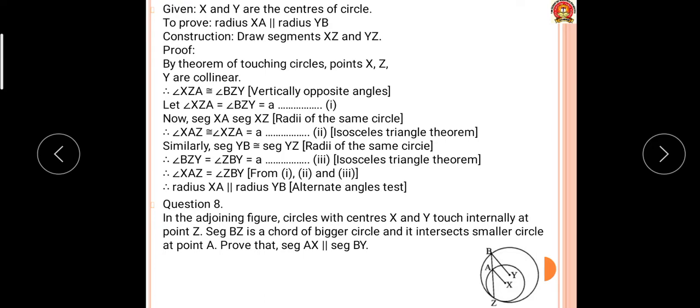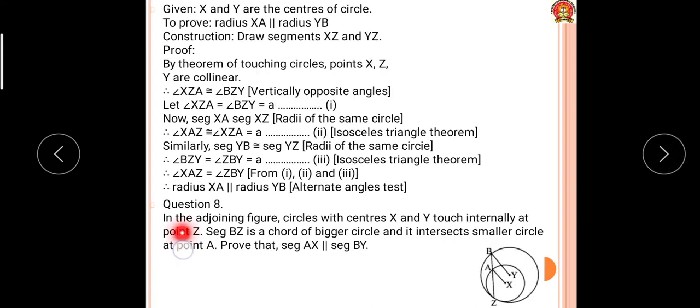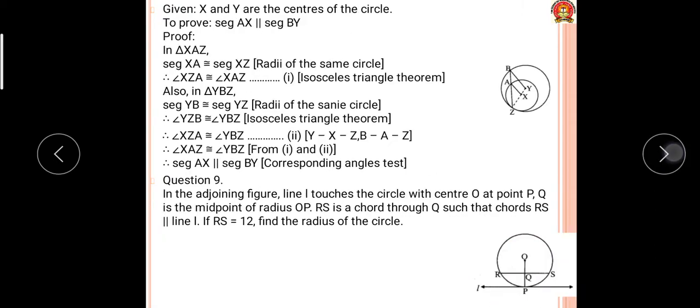Students, now eighth question. In the adjoining figure, circles with centers X and Y touch internally at a point Z. See the diagram. BZ is a chord of the bigger circle and it intersects the smaller circle at a point A. Prove that segment AX is parallel to BY. Very simple. Join this. After joining, what is given? X and Y are the centers of the circles. What we have to prove?